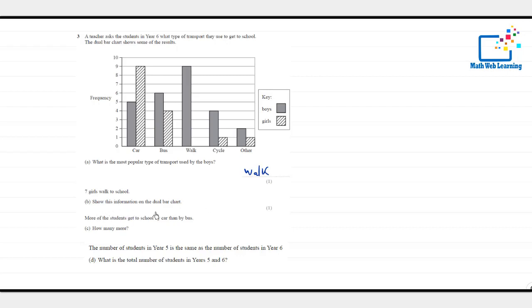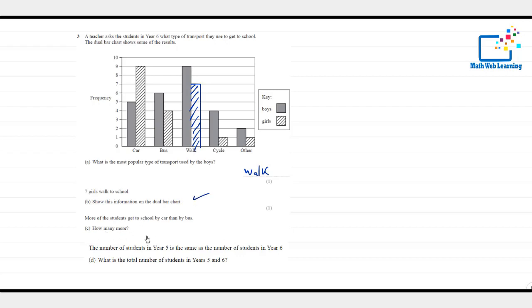Part B: 7 girls walk to school. We need to show this on a dual bar chart. So 7 girls walk, so it's walking, 7 is here. Let's draw it with the ruler and draw the stripes. Like so, and that's done. So part B done.